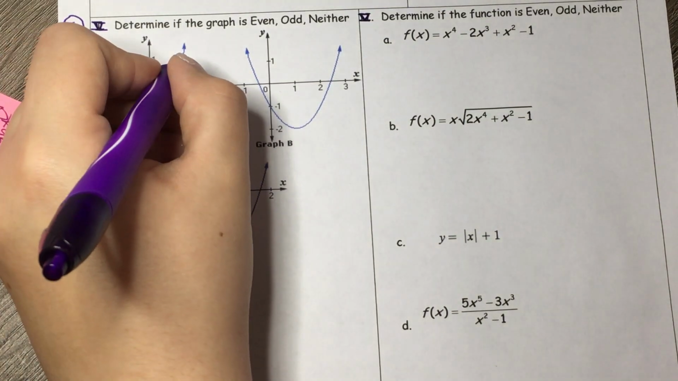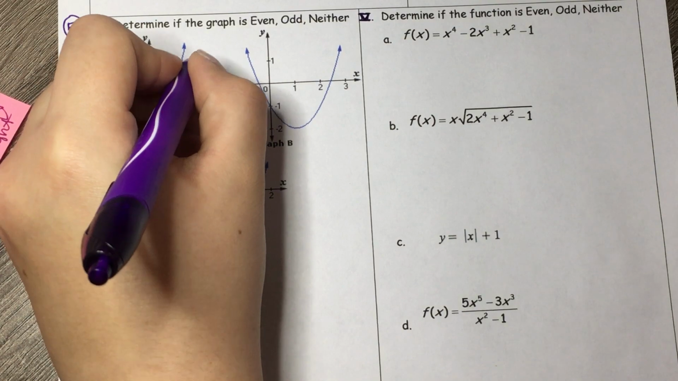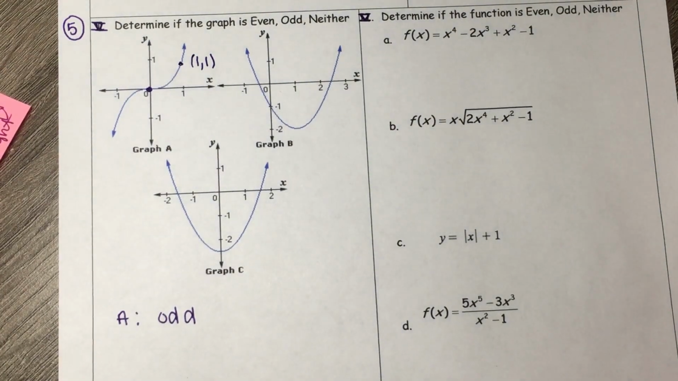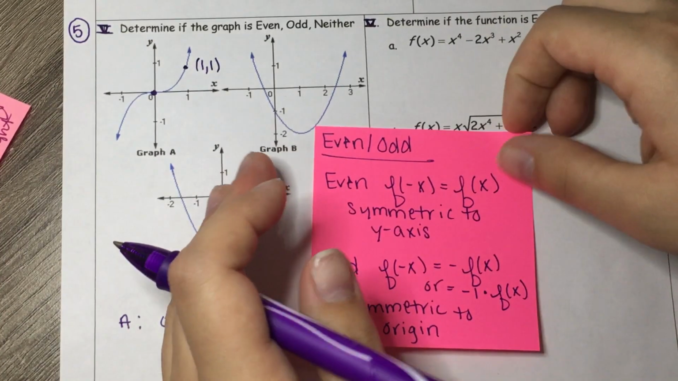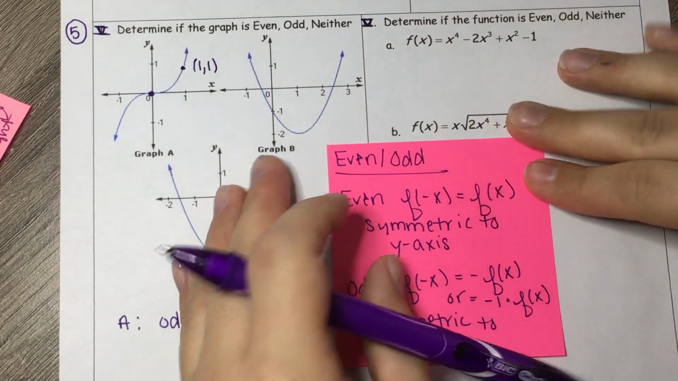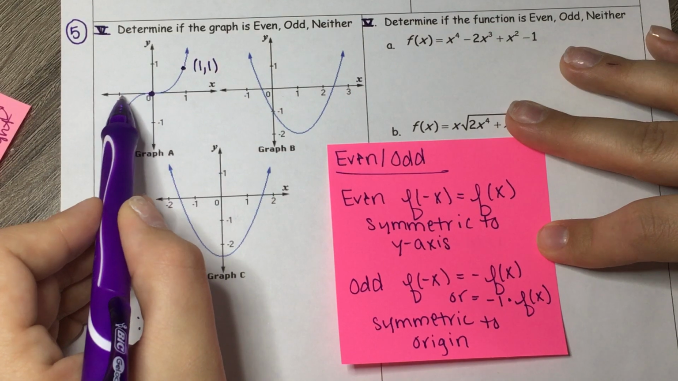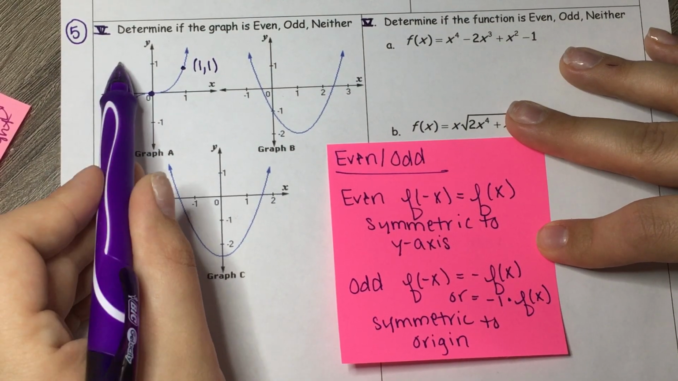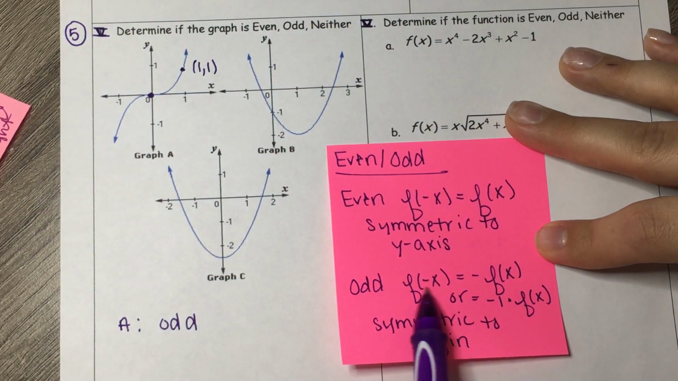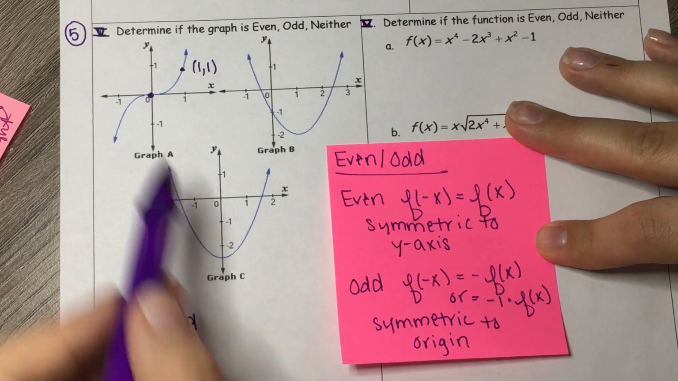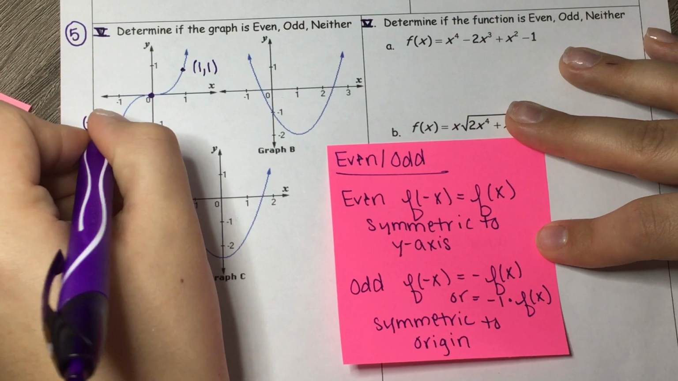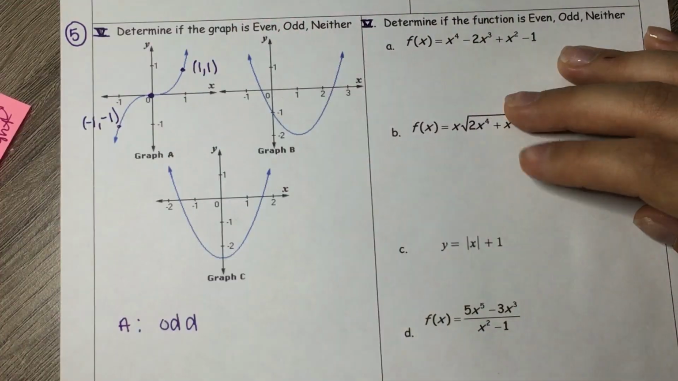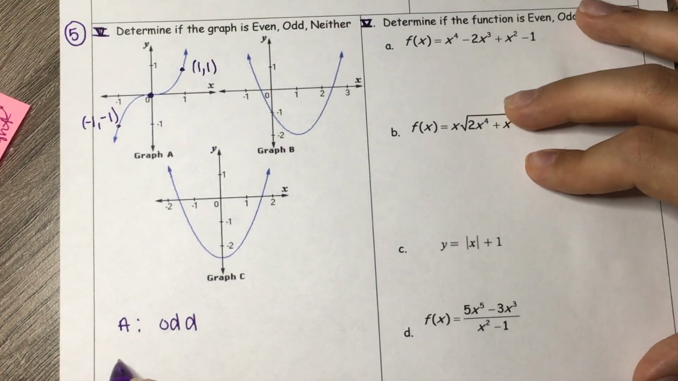Or you could pick a point, like let's say, this is 1, 1. When I use that definition of even and odd, which I'll put right here, for an even function, if I make the x negative, the y stays the same. So I'd be here at negative 1, positive 1. But with the odd function, when I make the x negative, the y also changes value. So if I'm here at negative 1, 1, and both coordinates change signs, then it is an odd function.